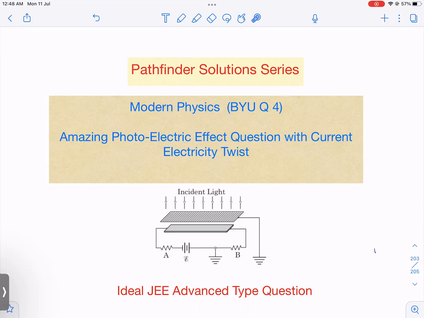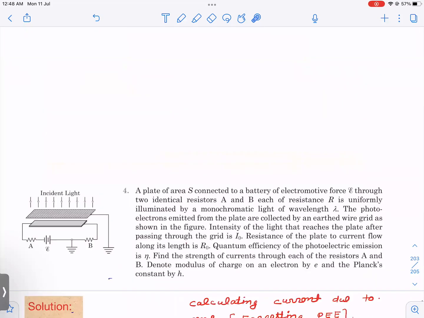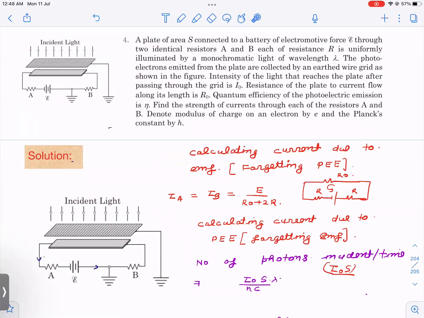Question 4. It is a very good question of photoelectric effect, and you have to use the current electricity concepts also. So let us see what is the question. There's a plate of area S. This is the plate below one. It is connected to a battery of EMF E. This is the battery, and there are two resistances A and B.